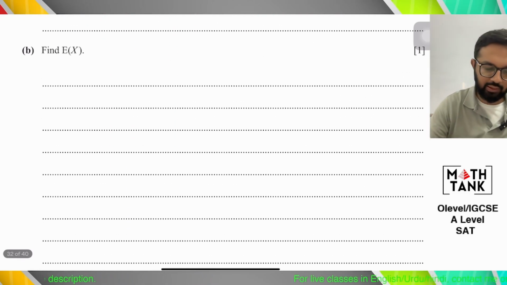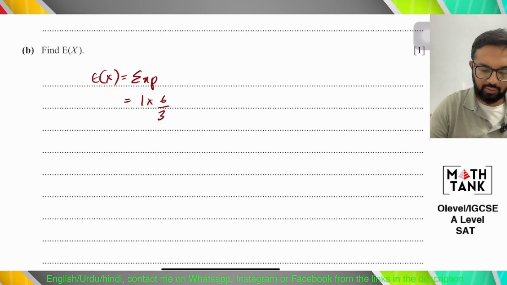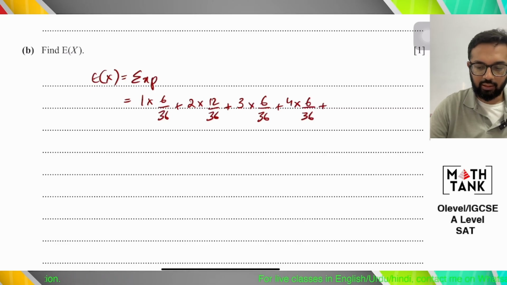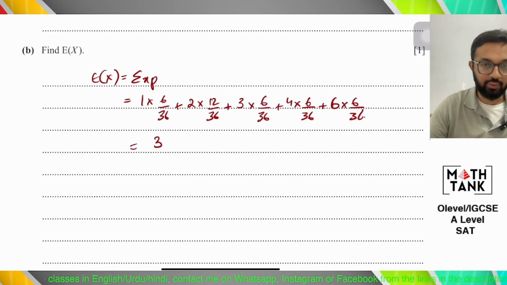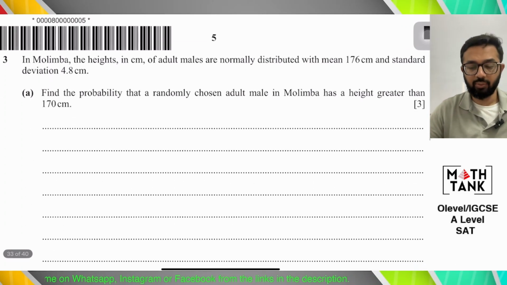Okay, find the expected value of x. That's simple. That's just x times p. So the first sum was 1, which had a probability of 6/36. Then the next was 2, which had 12/36. And 3, which was again 6/36. Then 4, which was again 6/36. And then 6, which is 6/36. Okay, so that should come out as 3. Moving on to the next question.